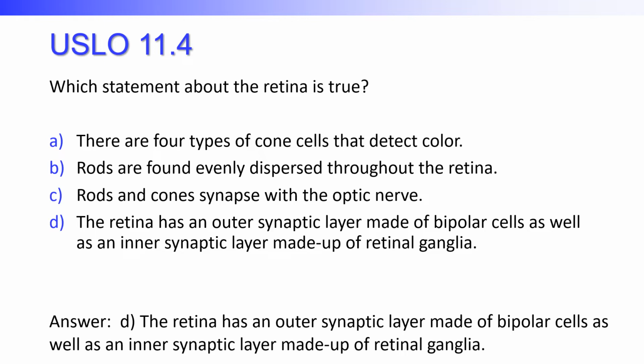And where do we find rods? We find rods mostly on the periphery of the macula. And rods and cones do not directly synapse with the optic nerve. It has to go through these series of different cells. So rods and cones will synapse with bipolar cells. Bipolar cells have an interconnection with horizontal cells and the amacrine cells. And then ultimately we get to the retinal ganglia and then finally to the optic nerves.